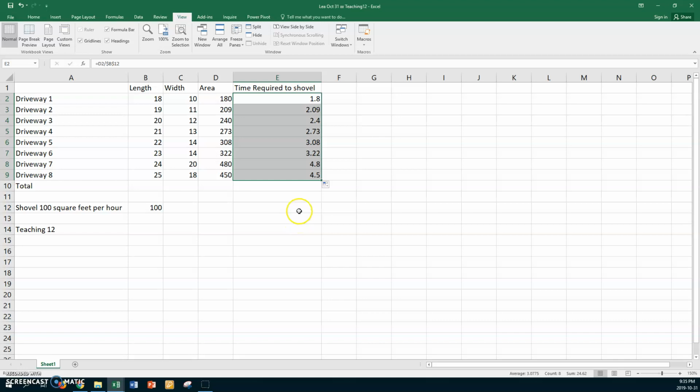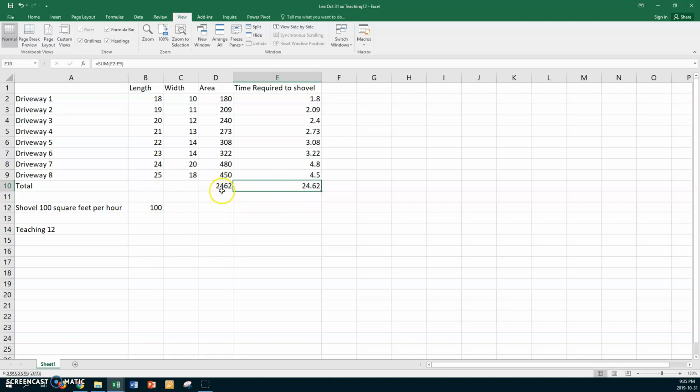Now, what would be the total hours? I would go here, and I can do the total area, I'll do both of them. Alt equals. Okay, so the total area was 2,462, because I can do 100 square feet per hour, 24.62 hours.